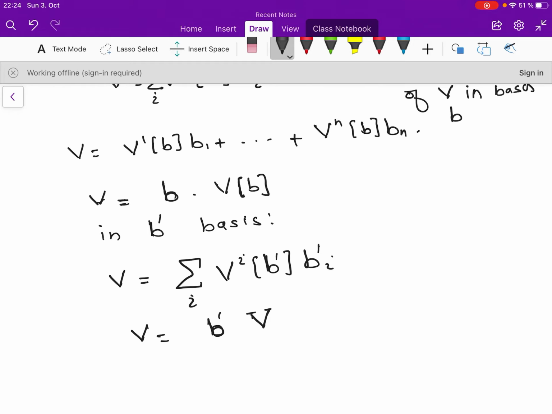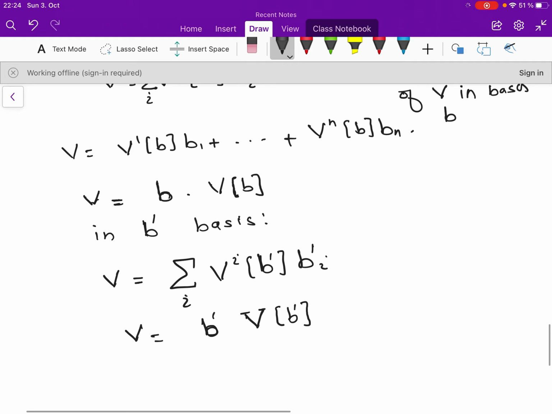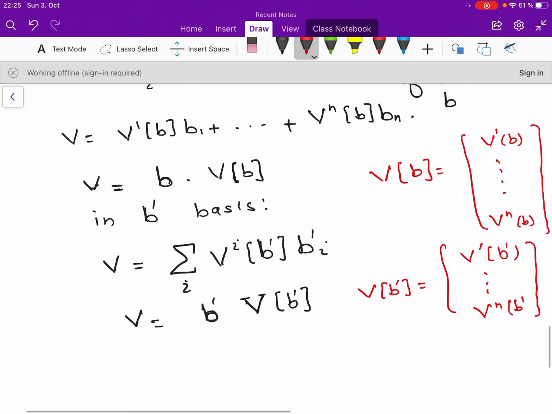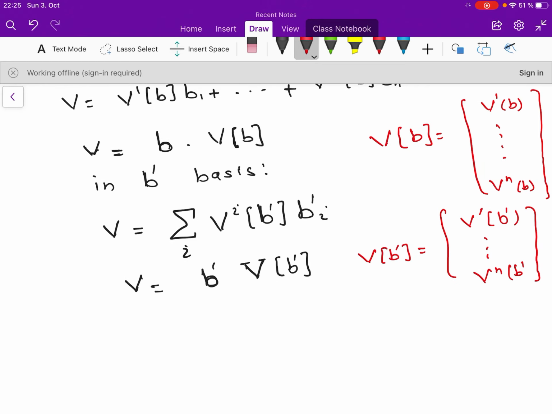in B prime, because this is now its representation in the new coordinate system. And what is this V_B? We can write this V_B in this manner. We define this: V^1_B up to V^n_B. And similarly V_B' will become equal to V^1_B' to V^n_B'. So we have these equations.